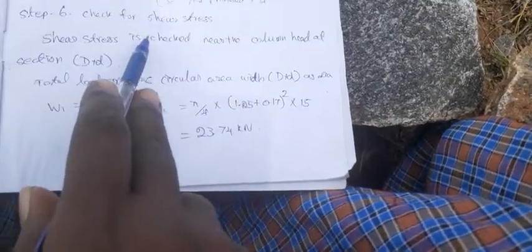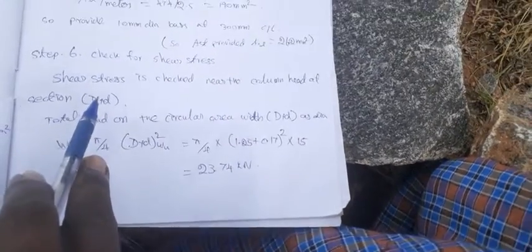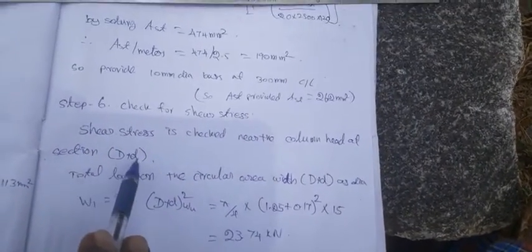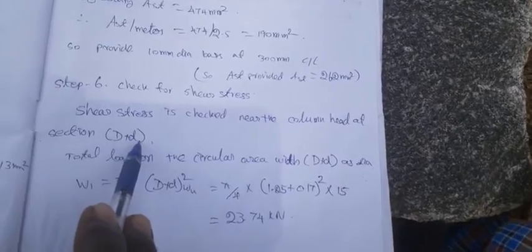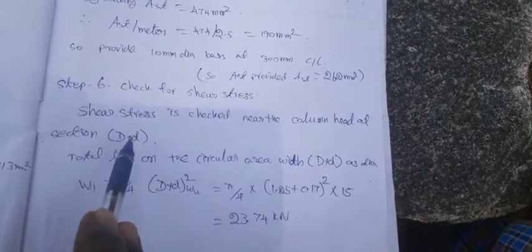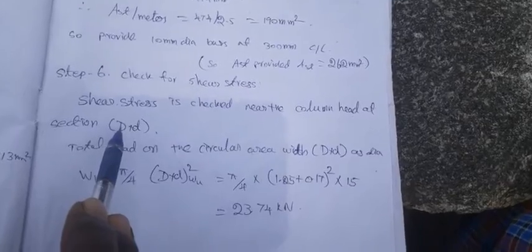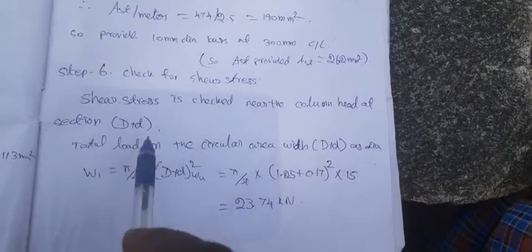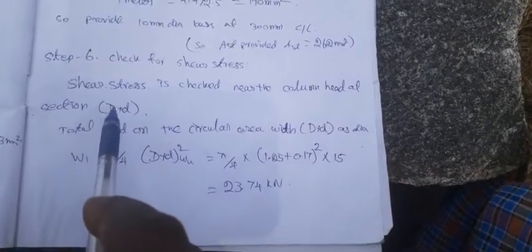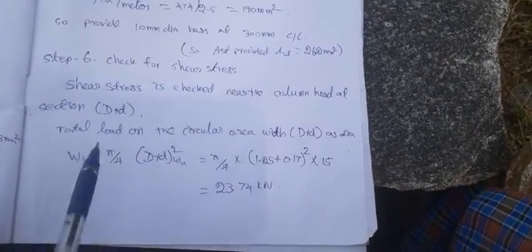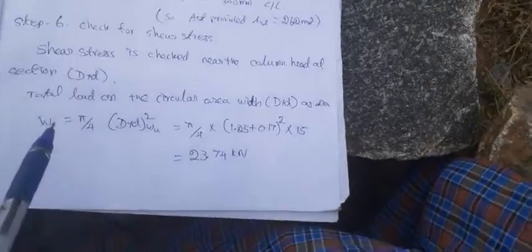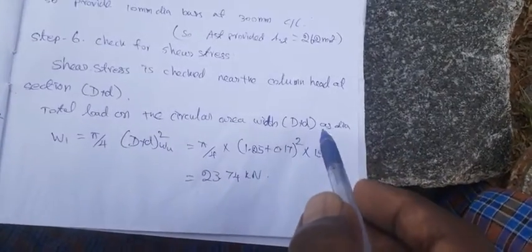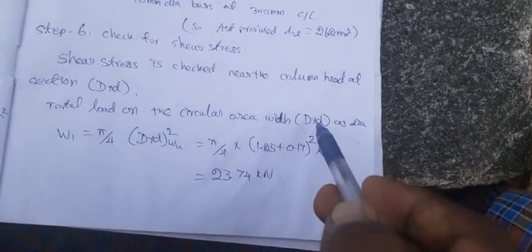Shear stress is checked near the column head at the section D plus d. That means capital D is the diameter of the column head and small d is the thickness of the section. From the edges of the column head plus d thickness, the maximum shear stress will occur at the point of D plus d diameter near the column. So the total load on the circular area with D plus d as the diameter.